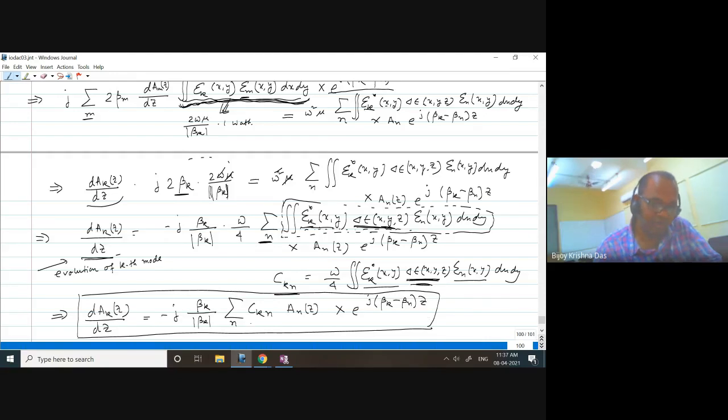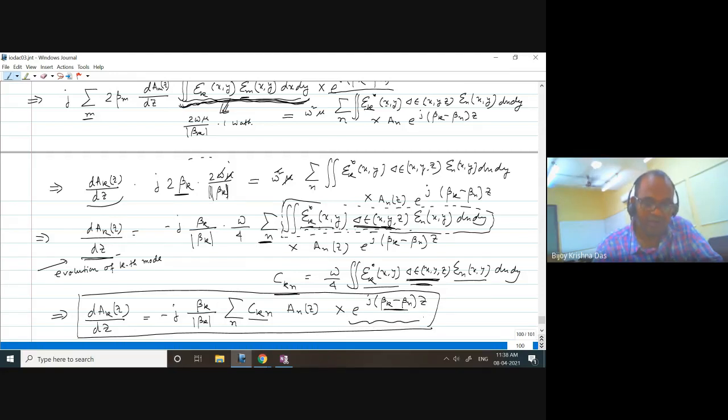Assuming that you can compute ckn, it is known to you as long as delta epsilon is known. Once ckn is known, you can track what is happening to the kth mode. You can solve this equation as a function of z to see whether the field is growing or decreasing. If you restrict yourself to maybe 10 modes, you have to see what is happening for all the 10 modes.